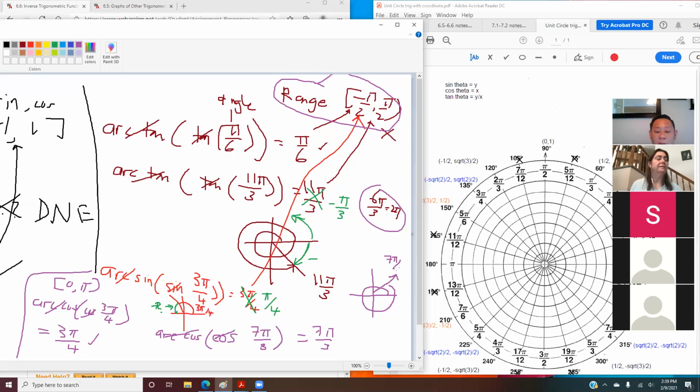So can someone tell me what the angle is for 7 pi over 3? Now you don't do this one because we don't want to find that. So don't do this, because we always count, if you want to do it, from the x-axis, not from the y-axis. So never do your calculation from the y-axis. You always do it from the x-axis.